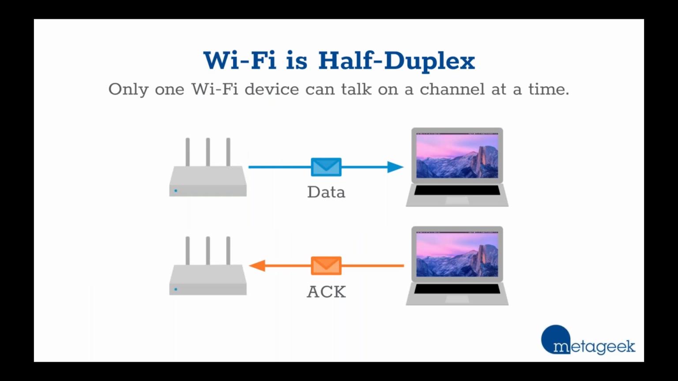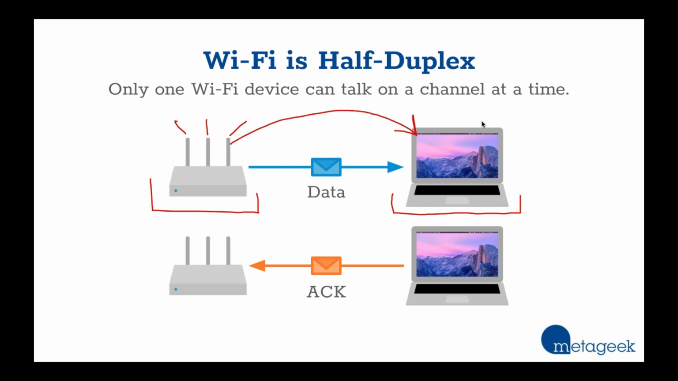So how do devices talk? How do devices exchange information? Well, let's say that we've got an access point and a client device, and the access point has some data that it needs to send to the client device. The first thing that the access point is going to do is perform what's called a clear channel assessment. It's going to basically listen to the channel to see if there's anything talking on the channel. And if it hears that there's nothing talking and that the channel is clear, it will use that opportunity to transmit the data to the laptop.